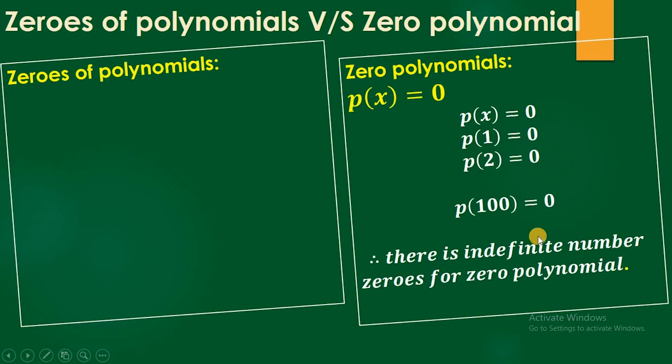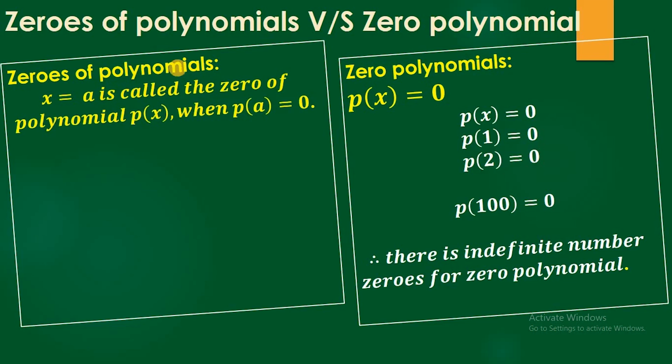So the zero polynomial has an indefinite number of zeros, whereas the zeros of the polynomial means the value of x which makes the given polynomial 0. For example, x equal to a is called a 0 of the polynomial p of x when p of a equal to 0. For example, we have p of x equal to 3 minus x.